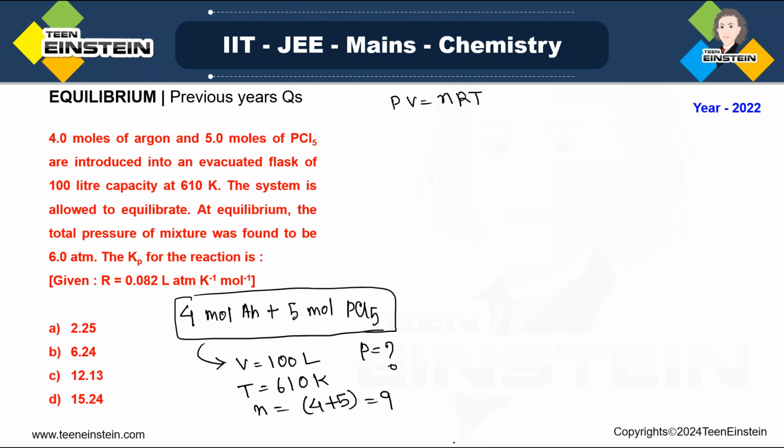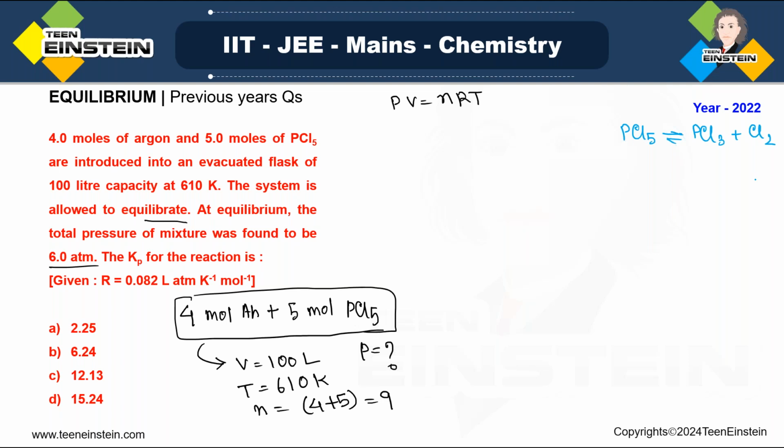Now read the second statement. The system is allowed to equilibrate. At equilibrium, the total pressure of the mixture was found to be 6 atmosphere. Now the P value that we will get from the ideal gas equation is not the same as this 6. Because though argon is not reacting with PCl5, PCl5 itself can do some reaction, and that reaction is decomposition of PCl5 to PCl3 and Cl2, all gaseous. So this is the actual equation, and because of this decomposition of PCl5, there will be some change in the value of P.